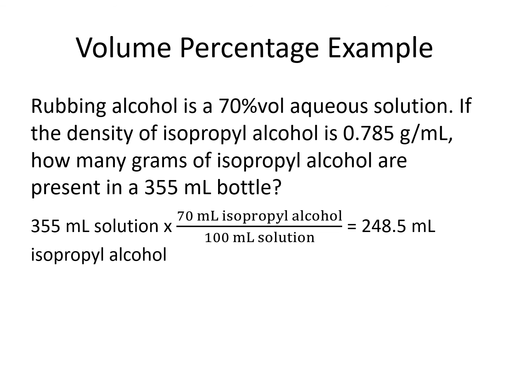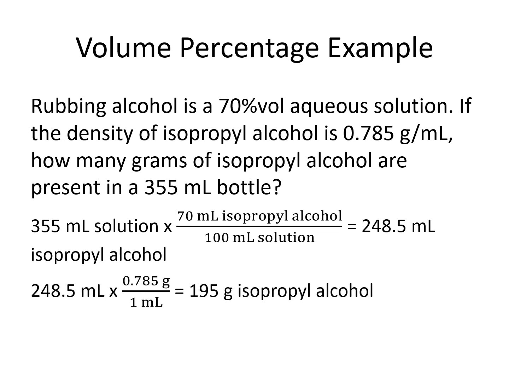Then we can use the density of isopropyl alcohol as a conversion factor. So we're going from milliliters of isopropyl alcohol to grams of isopropyl alcohol using the density of isopropyl alcohol. So there are 0.785 grams per 1 milliliter for our density. So we're multiplying by that 0.785, and that gives us 195 grams of isopropyl alcohol would be present in that 355 milliliter bottle.